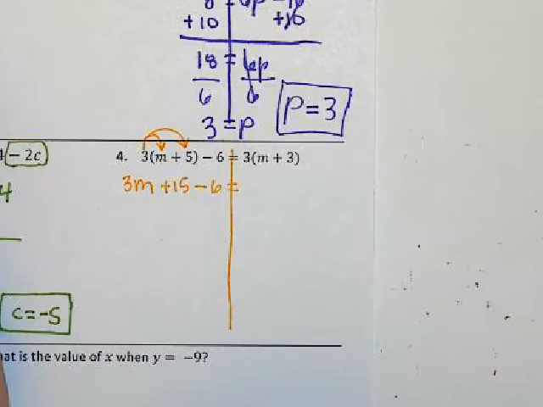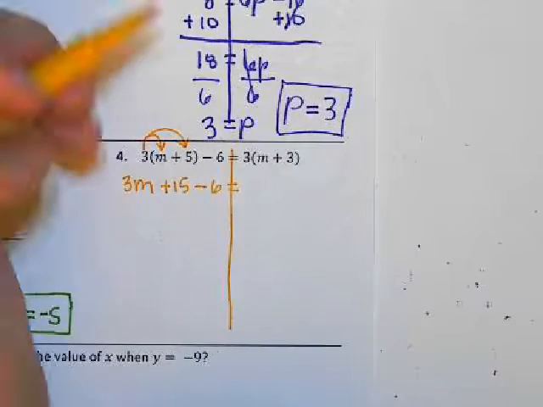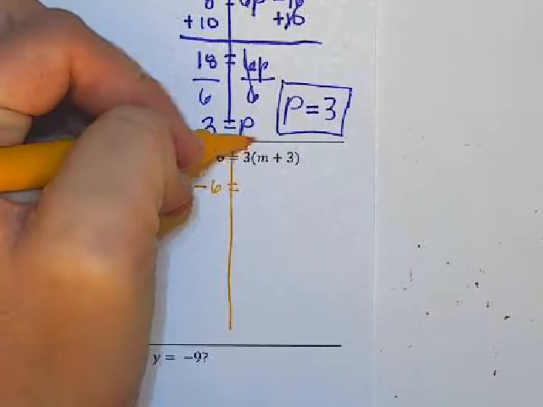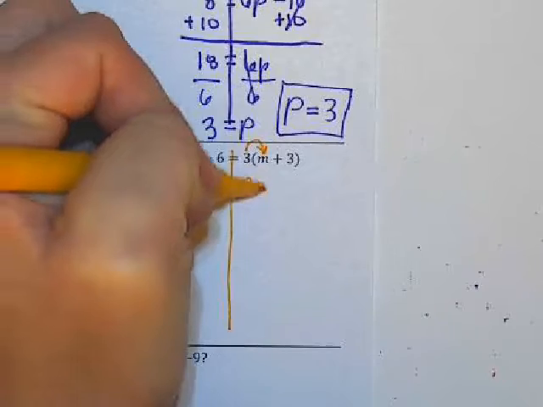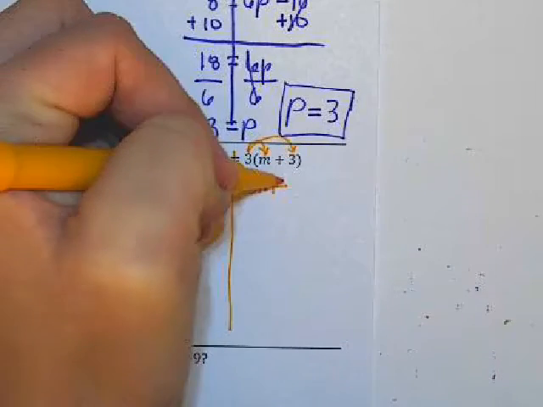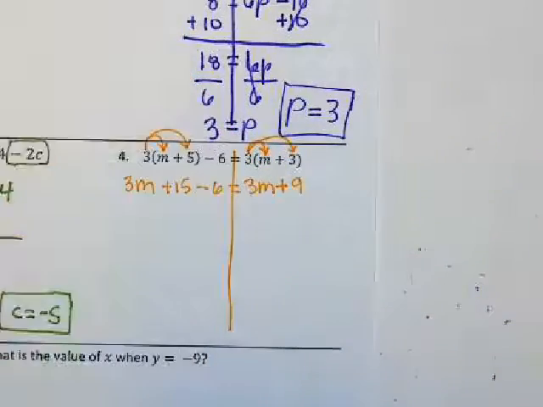Now I'm going to simplify the other side. Are you writing with me, Braxton? 3 times m is 3m. 3 times 3 is 9. You're multiplying. Now what? Add 15. Can I simplify any more? Yes, add the 15.